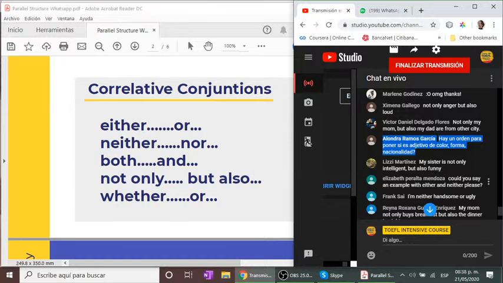Very good. Could you say an example with either or neither, please? She wants an example. Elizabeth wants an example with either or neither. You are either with me or against me. We will neither do this at the beginning nor at the end. Neither nor es como ni, Eli. You're probably going to do it in the middle, but we're not going to do it neither at the beginning nor at the end. Okay?